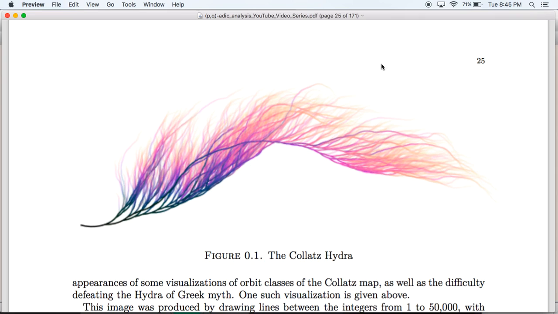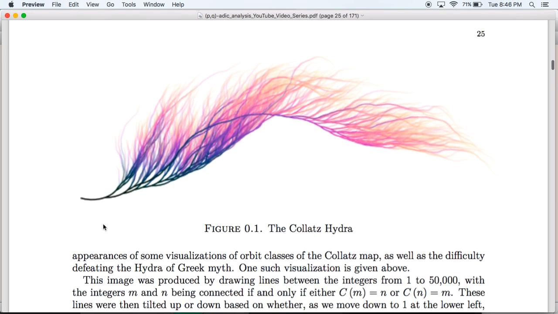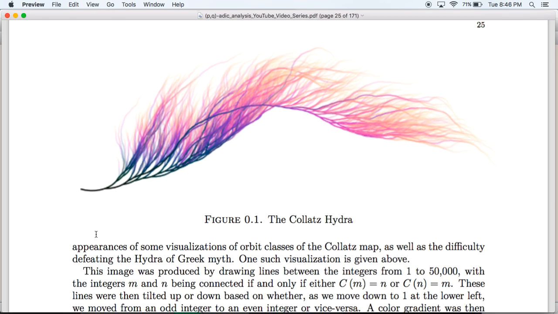Now, this is probably one of my favorite pictures of the Collatz conjecture. Yes, this is a picture. It's not a seaweed or something. Here is one, and each node, each branch on this diagram represents an individual integer. We connect two integers m and n if and only if either the Collatz map sends m to n or n to m.